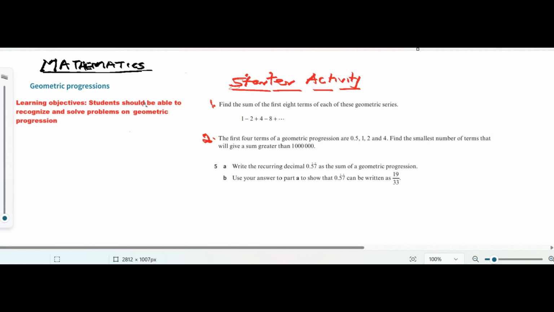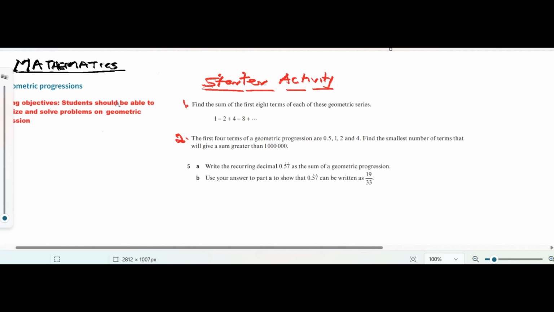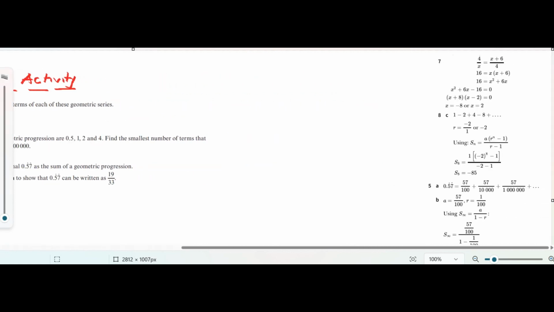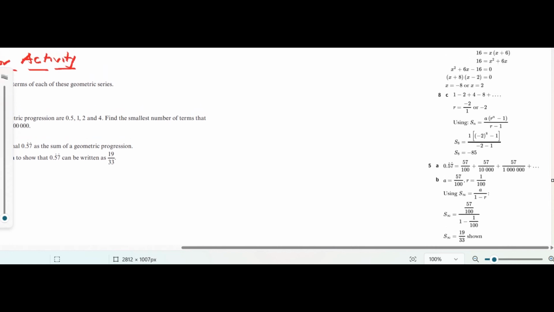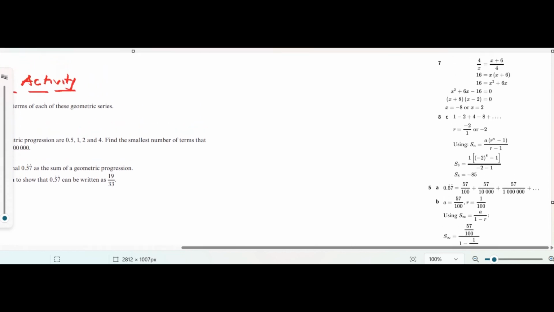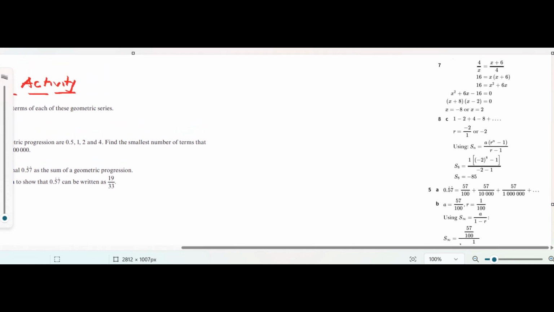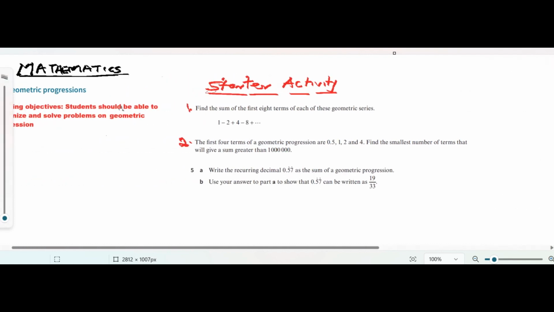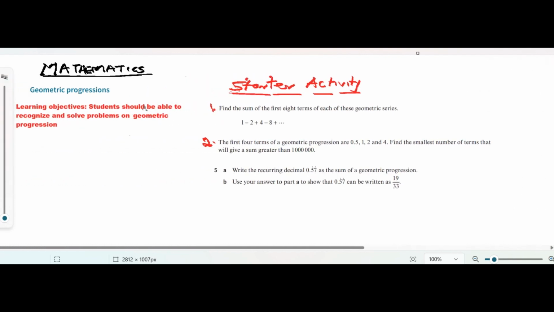Thank you for making attempts. Let's see the answer to these questions. Here are the answers to the starter activities. Well done to those people that got the 3 questions. But if you are finding it difficult to get the answer to these questions, this episode is for you. Come, let's discuss geometric progression.